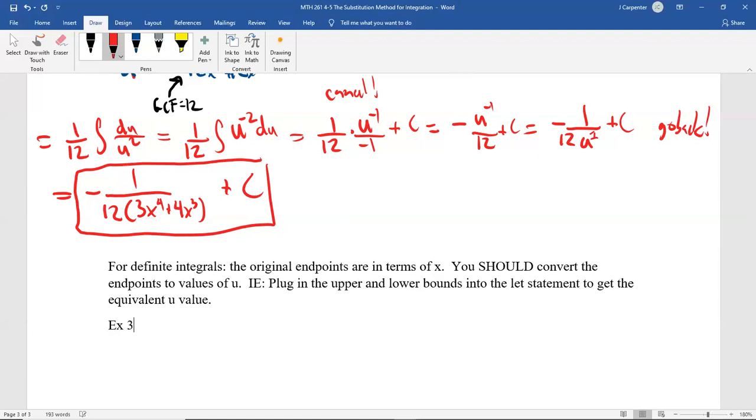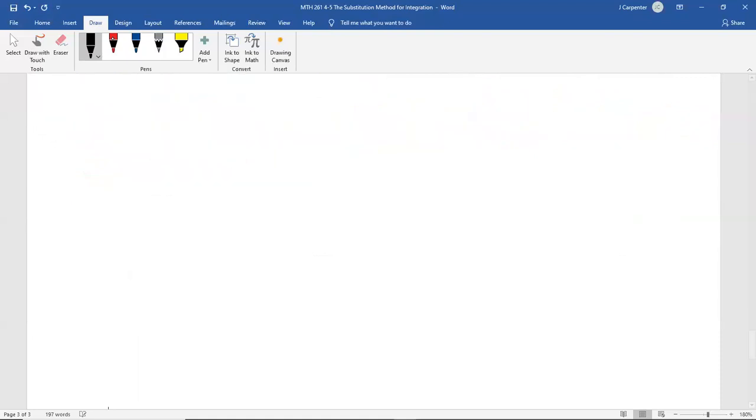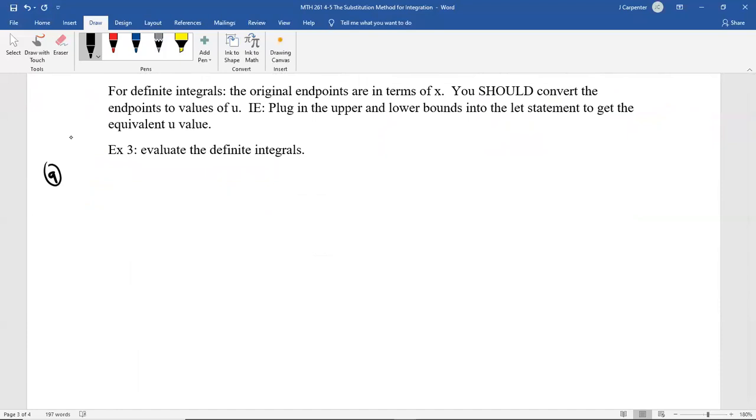Example 3. Evaluate definite integrals. A. We're going to do the integral from 0 to 1 of x over x squared plus 1 dx. And again, the dx goes to the side or in the top with that regular x. That's x squared plus 1.